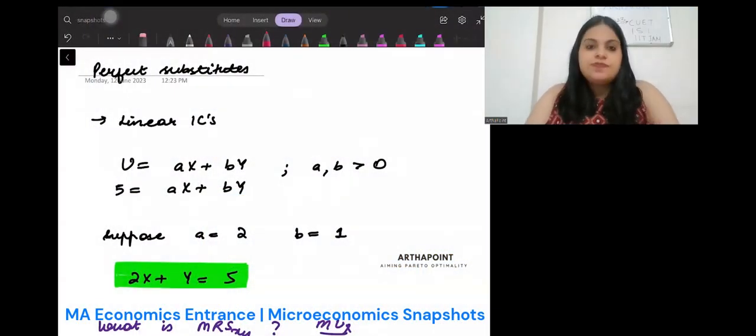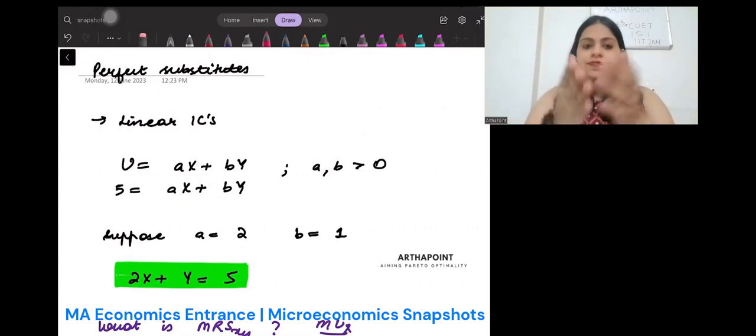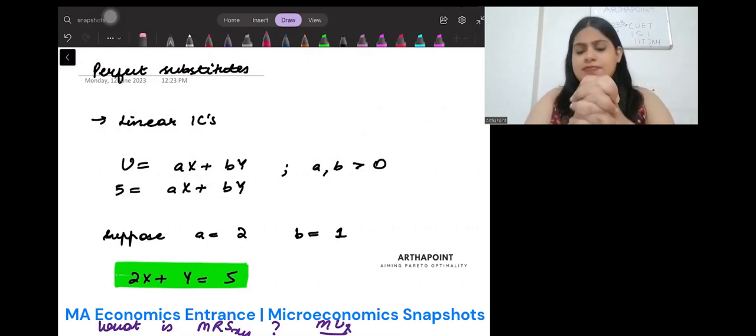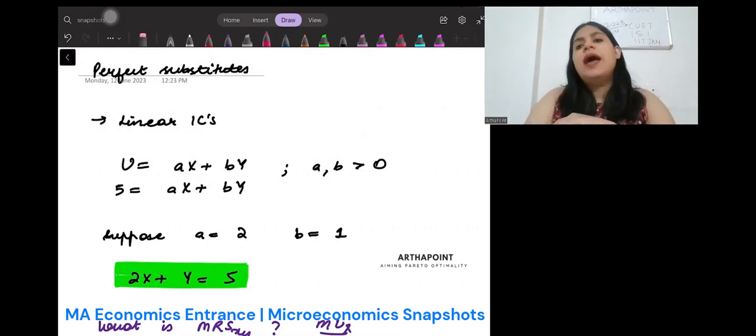Perfect substitutes. Now let us go ahead and in this recording, look at what are perfect substitutes. So perfect substitutes are those goods which can be used against one another. For example, we all know tea and coffee, right? Like for example, Coke and Pepsi. These are the goods which can be used against each other and therefore they're known as perfect substitutes.